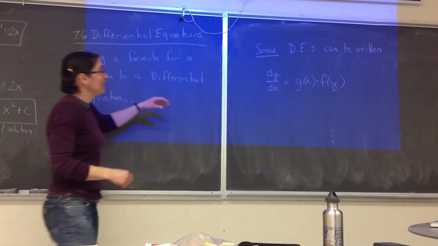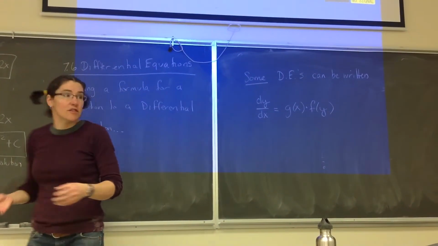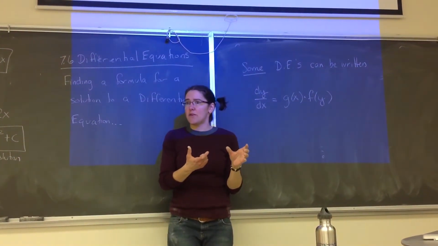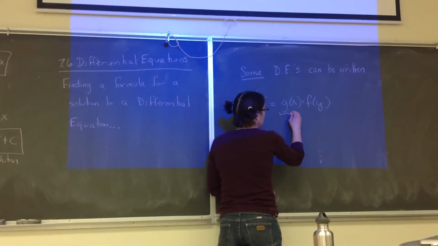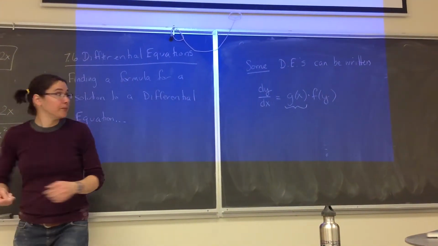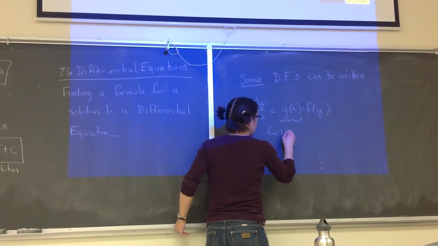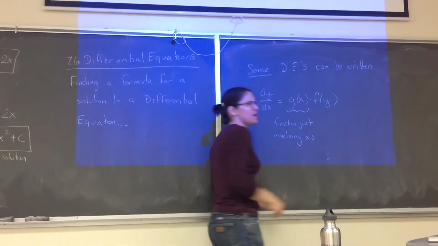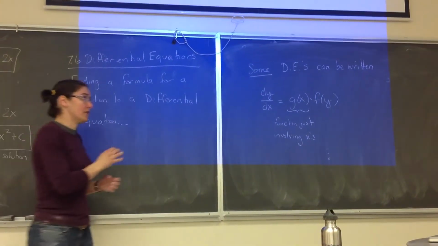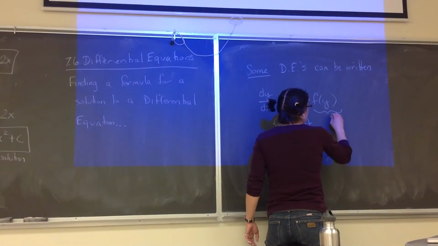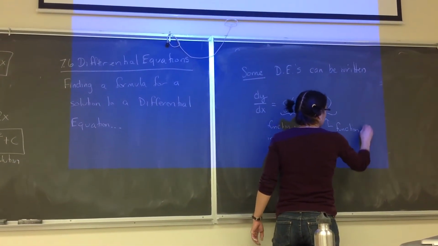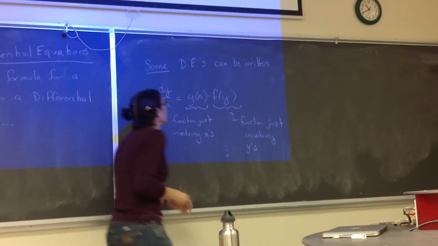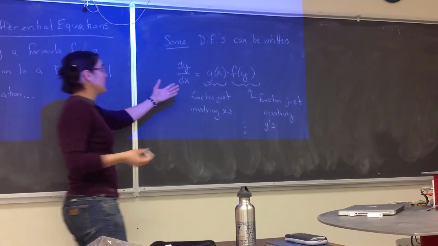All right, so what do I mean by this? Well, if I can take a differential equation and write it so that I have dy over dx on one side, and on the other side, I can write it as the product of two functions, where one of the functions is a function strictly in terms of x, just involving x, maybe some x squareds and some x cubes, maybe some numbers as well, but certainly no y's, times another function, which is a function just involving y's, then I've written my differential equation in this way.